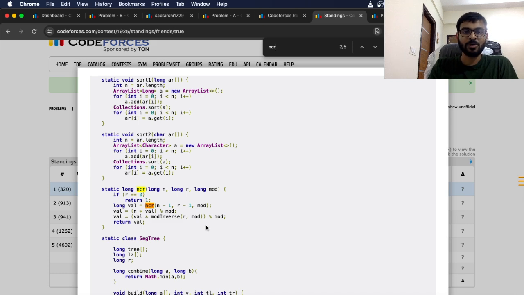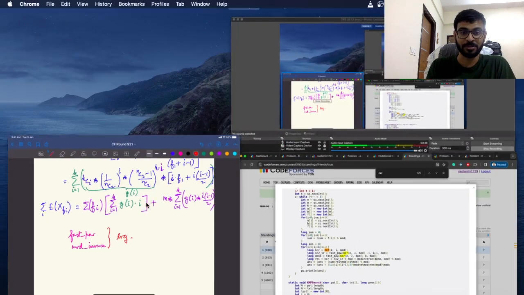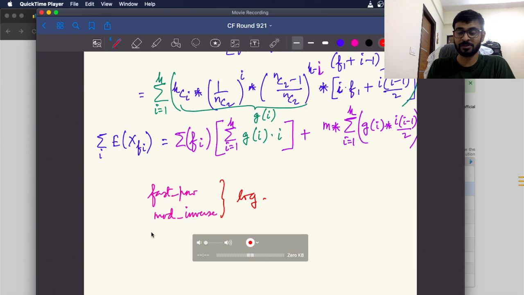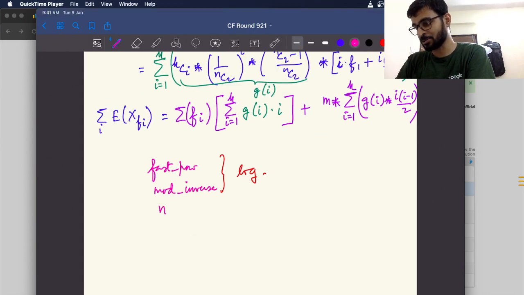So one time big O n didn't matter, but if I'm doing it k times, then this becomes k into n. So it was not due to the log factor. The log factor was not a problem. Fast power and mod inverse are totally fine, but the NCR was the culprit. That's the only thing I needed to solve. This is big O n or m n or r, whatever.